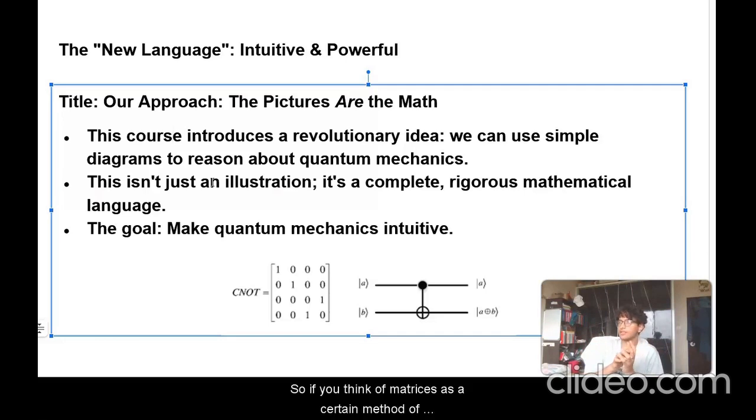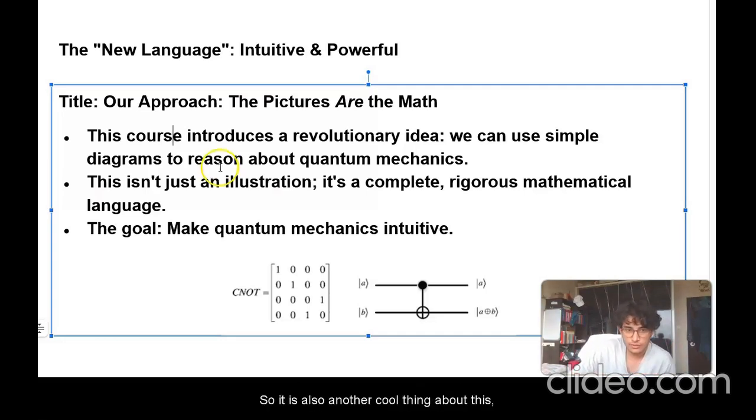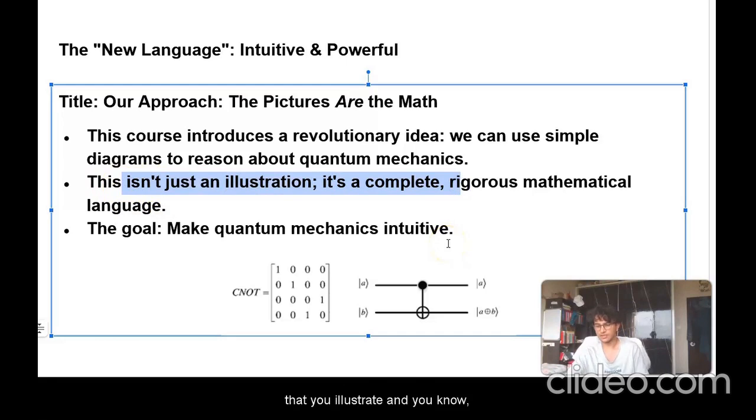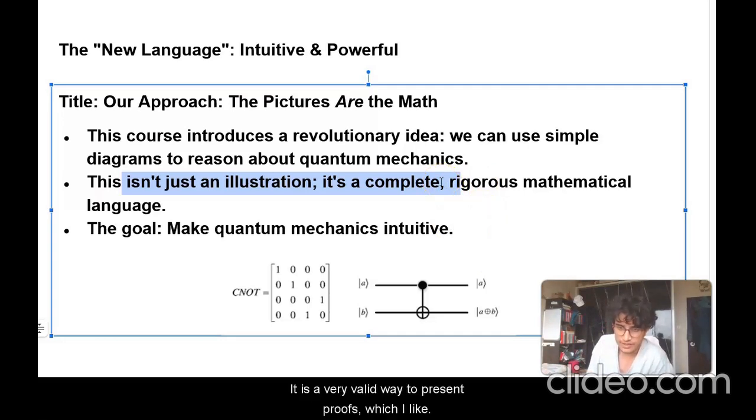If you think of matrices as a certain method of describing what you have, then picturing quantum mechanics, or the book which describes diagrammatic quantum theory, is another approach to visualize the phenomena you're seeing. Another cool thing about this, I think, is that it is not just pretty pictures, just something that you illustrate and makes you feel nice. It is completely rigorous. It is a very valid way to present proofs, which I like.